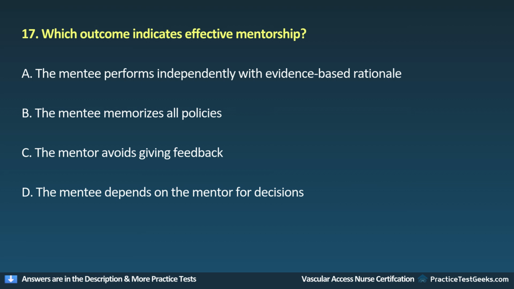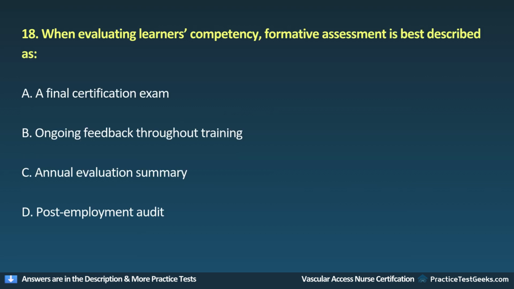17. Which outcome indicates effective mentorship? A. The mentee performs independently with evidence-based rationale. B. The mentee memorizes all policies. C. The mentor avoids giving feedback. D. The mentee depends on the mentor for decisions.